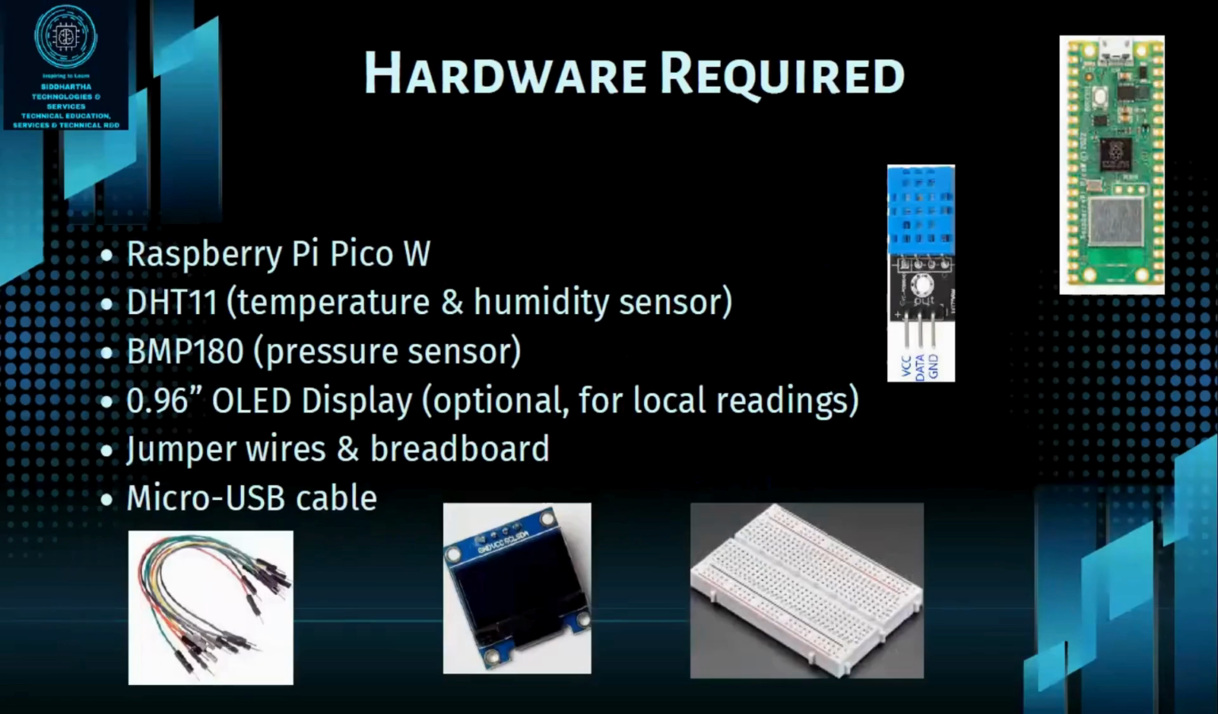Okay, so hardware required: Raspberry Pi Pico W. That is important, that is the main microcontroller. DHT11, BMP180 pressure sensor. Of course, you can use a display also, but I have not used a display. You can use an OLED display if you want to see the weather data locally, that means you want to see it in front of you. It will not be wireless, please remember that. But I have shown you on the dashboard. Jumper wires, breadboard, and a micro USB cable. These are the things which you require.